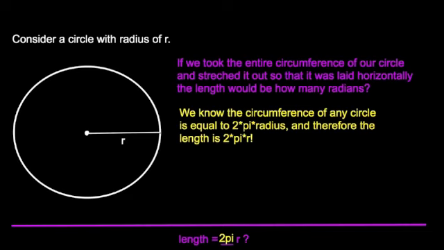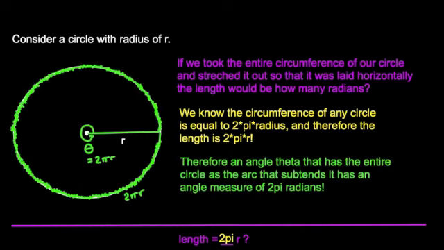But yes, we know that the length of that arc, if we were to lay it horizontally or vertically or whatever, but basically just make it into a straight line, straighten it out, it would have length 2 pi times the radius. Therefore, an angle theta that has an entire circle as the arc that subtends it has an angle measure of 2 pi radians. So, 2 pi radians.